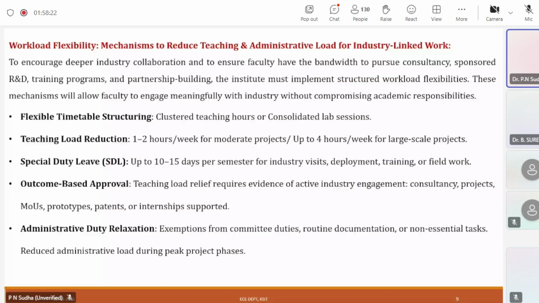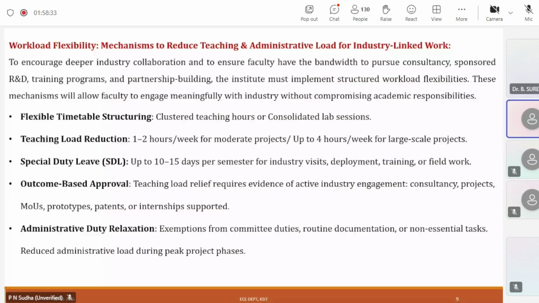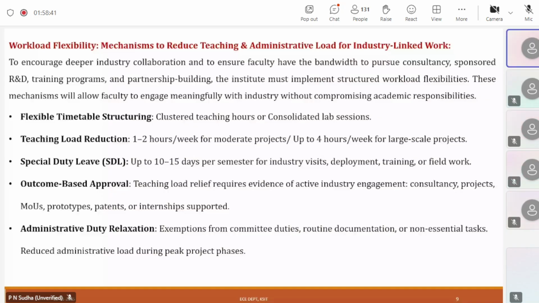Special duty leaves, up to 10 to 15 days per semester for industry visits, deployment, training, or field work, should be allocated to faculty who are taking up extra work like industry-related projects. Outcome-based approval: teaching load relief requires evidence of active industry engagement, consultancy, projects, MOUs, prototypes, patents, and internship support. Administrative duty relaxation: exemption from committee duties, routine documentation, and non-essential tasks must be reduced, sir.